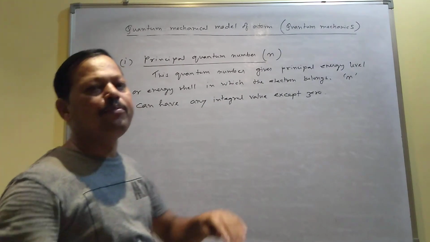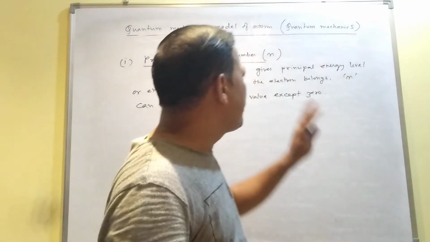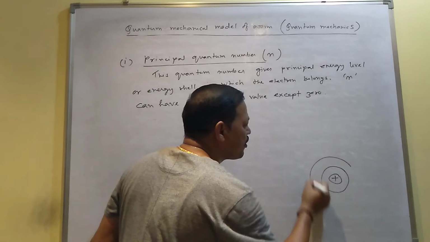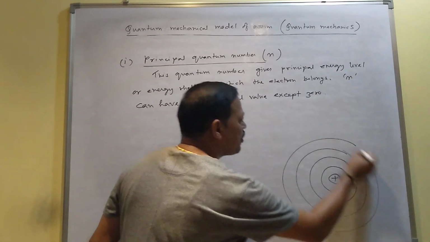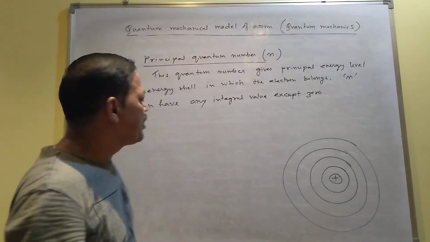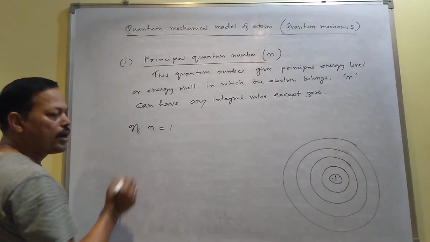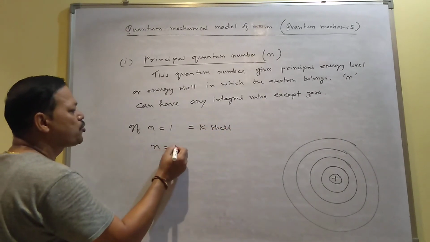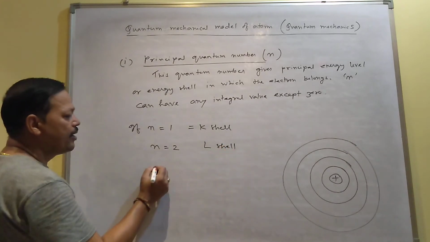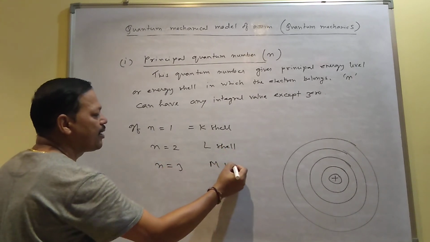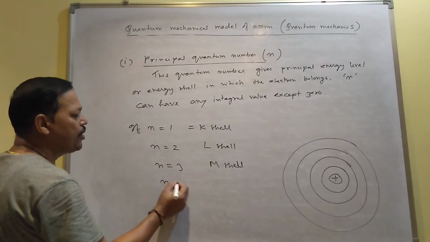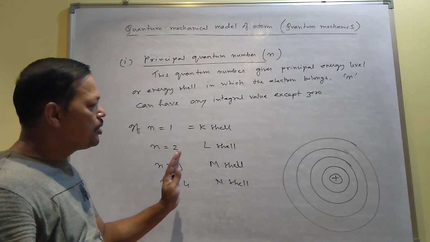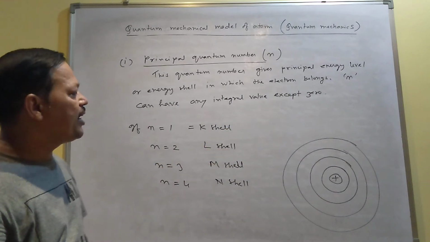So what is represented by n? Mainly, the principal quantum number represents the principal energy level. This is the nucleus. These are called energy levels or shells. Actually, this quantum number represents these shells. If n is equal to 1, n value starts from 1, that's why I have written except 0, it represents the K shell, first shell. If n value is 2, it represents the L shell, second shell. If n is equal to 3, it represents the M shell. And if n equals 4, it represents the N shell. So in this way, this quantum number represents the different shells present in an atom.